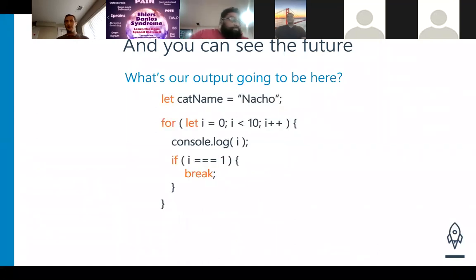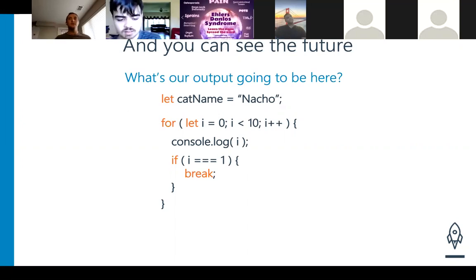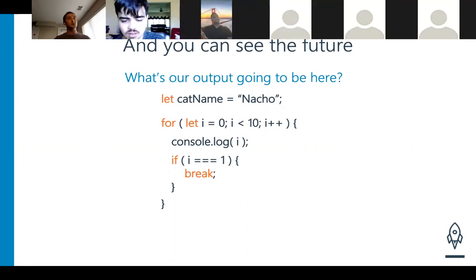What would the output be here? Take a very close look at it. Break. So break is a keyword, but it won't necessarily be our output. Our output will be 0 and 1. Very good. It will be 0 and 1.